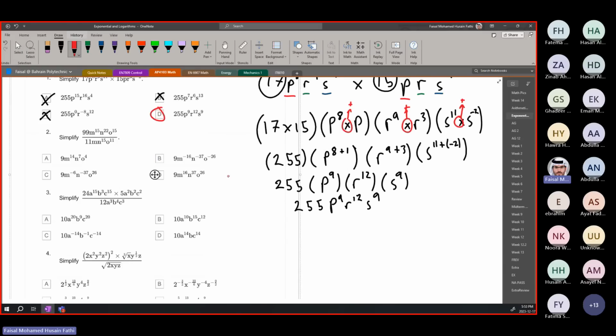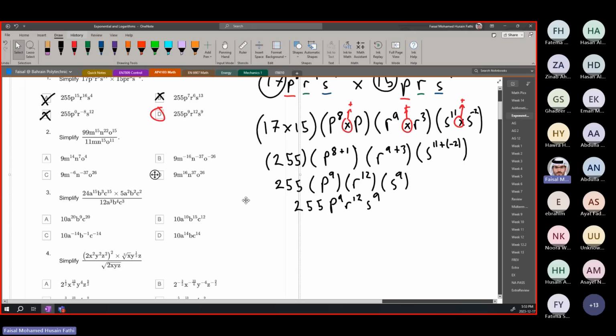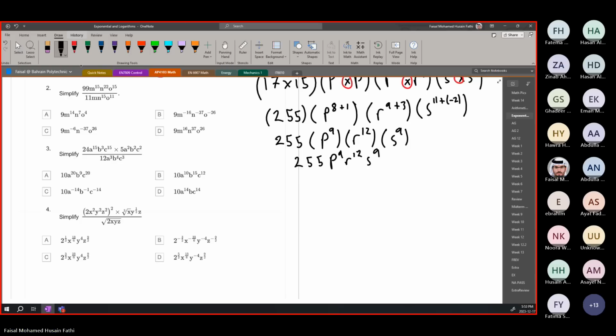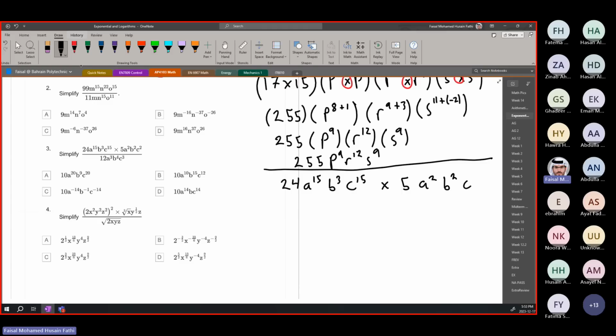So let's do number 2. Actually, I'll skip number 2. Let's go to number 3. It's the exact same concepts, but this one is a bit more complex. So let's do number 3. Okay. Number 3 says that we have 24 a to the power of 15, b to the power of 3, c to the power of 15 times 5 a squared, b squared, c squared, all over 12 a cubed, b to the power of 4, c cubed. Okay?